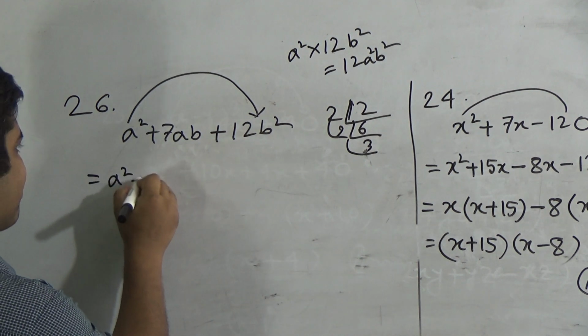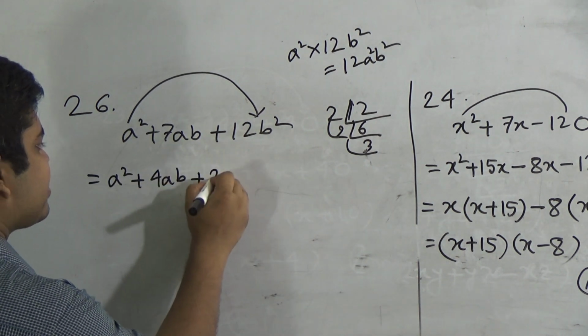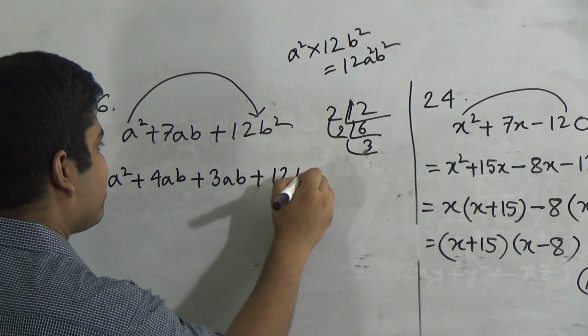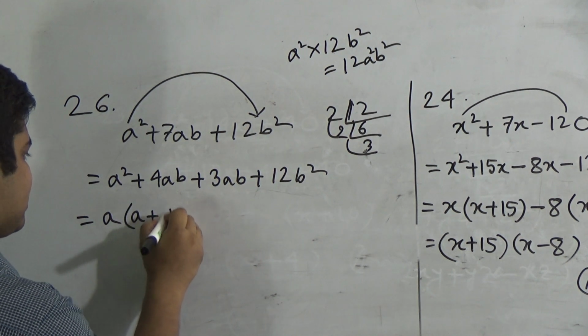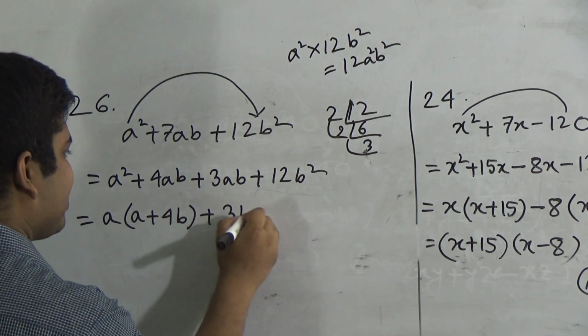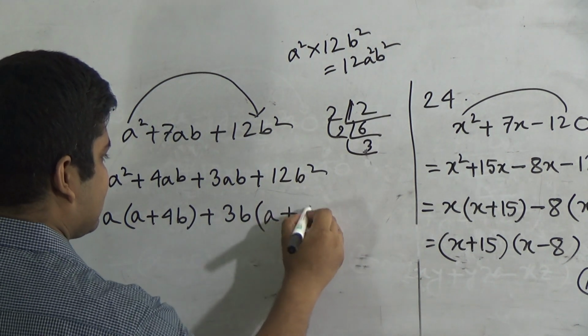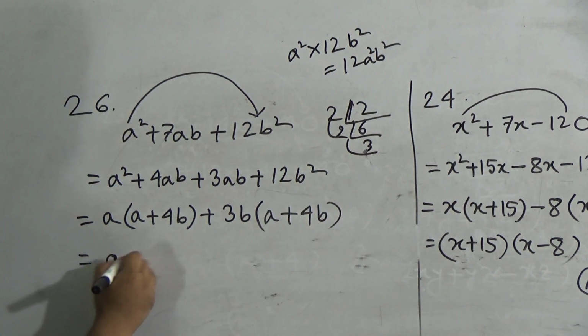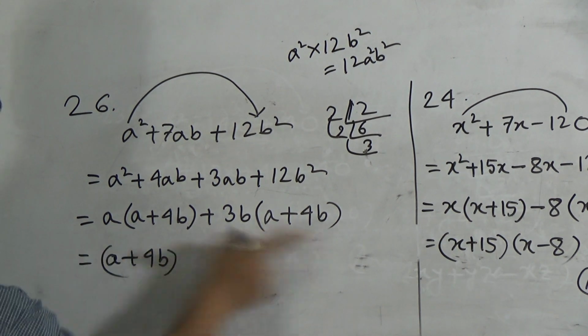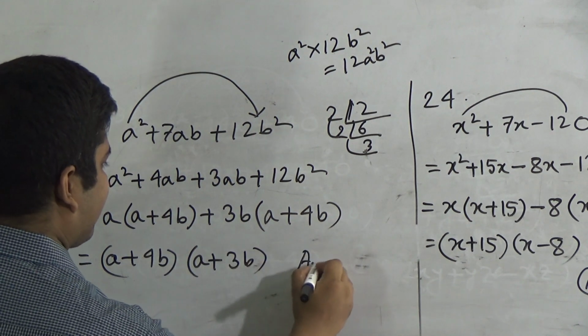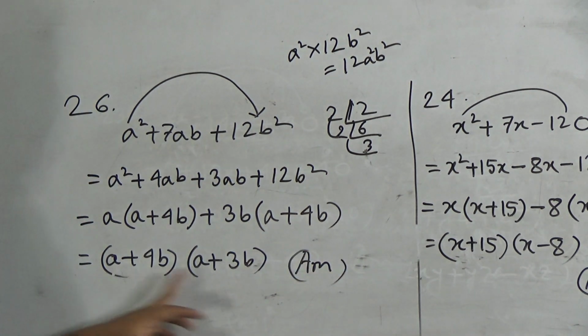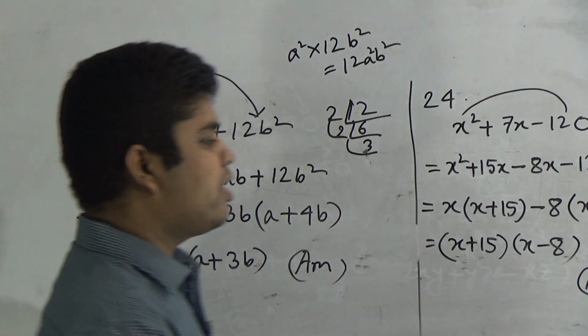So a square plus 4ab plus 3ab plus 12b square. Now from this a is common and left a plus 4b, plus 3b is common and left a plus 4b. Now a plus 4b is common from the whole expression and left a plus 3b. I hope you have understood. Dear student, these are the factors of the given expression. As our solution is done, we must write the answer. Okay, dear student, this is our today's lecture.